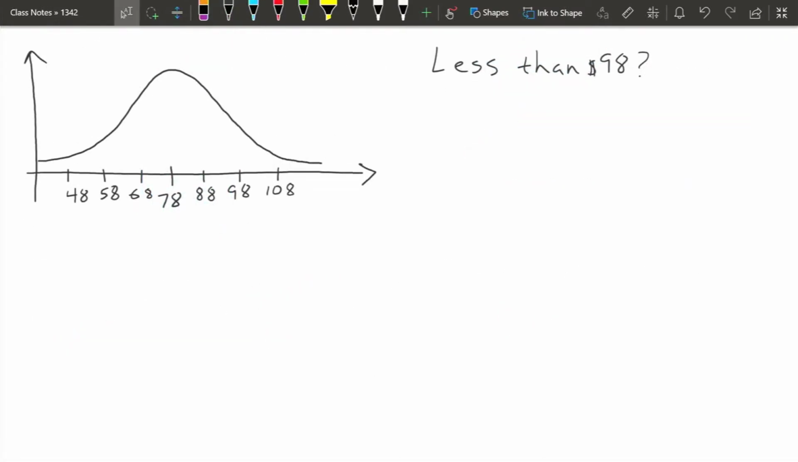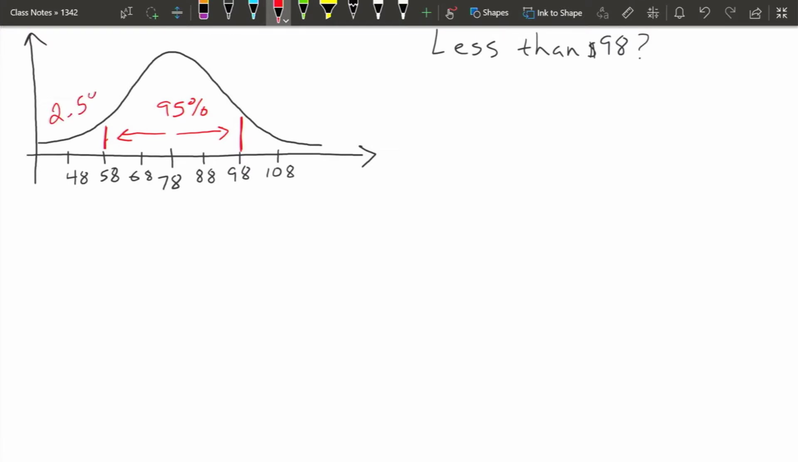This one's a little different because it asks about how much is on the less than $98 side. So remember, 98 is here, two standard deviations from the mean. And we were just talking about how there is 95% in the middle here. And there's 2.5% left over on the left side and 2.5% left over on the right side. So if I want to know what's on the less than 98 side, I'm looking at everything on the left of 98. So it'd be all this area here.